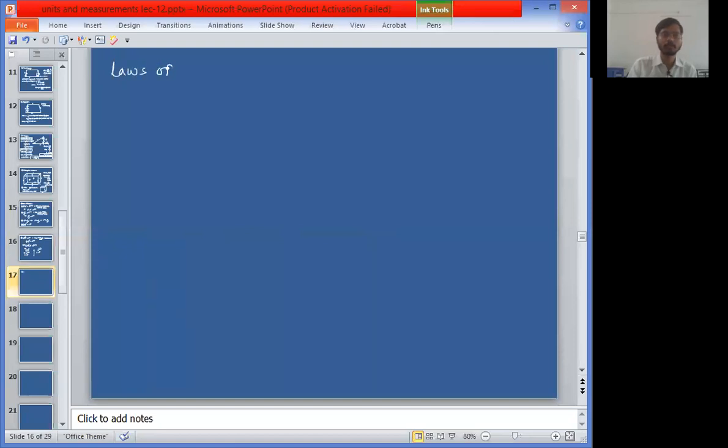Laws of logarithm. Just like laws of indices, write down laws of logarithm, or simply log. You can call it by the short form log. Okay, fine. And before I give the laws of logarithm, sequentially let me write.